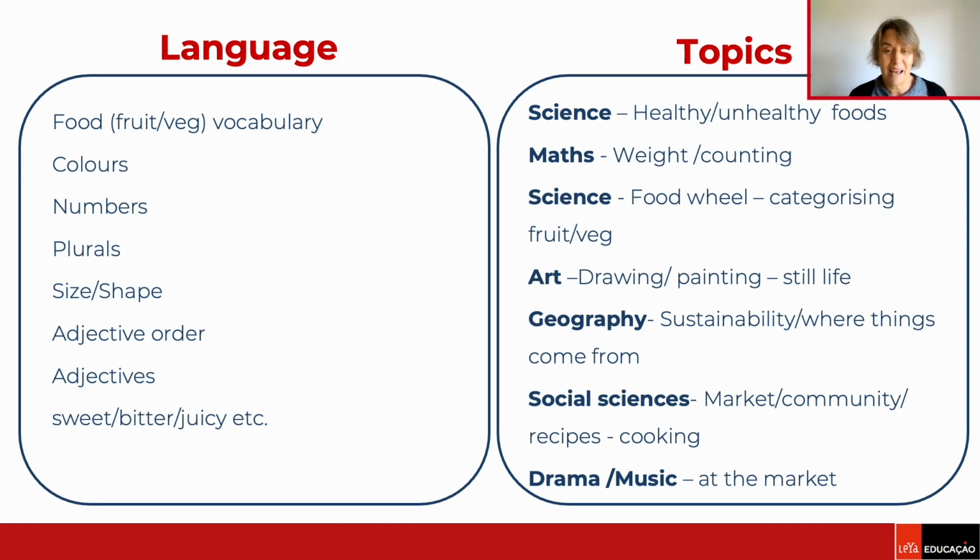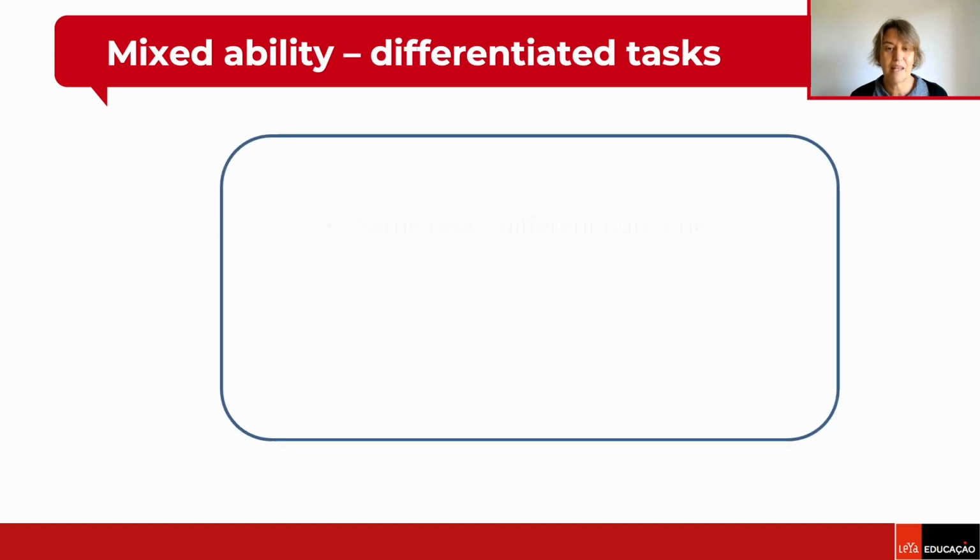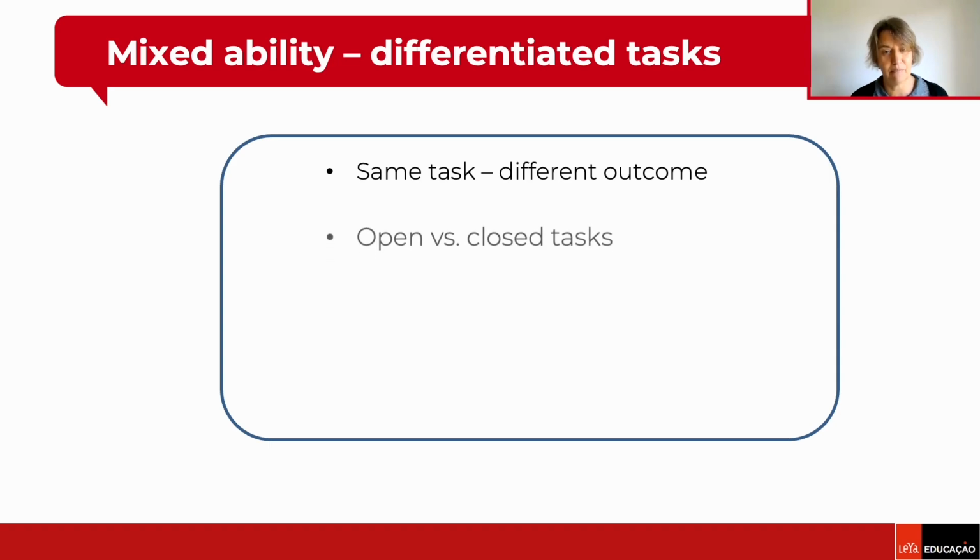All right, so we have our image. We've thought about all the possible language areas and topic areas, and now we're thinking a little bit about mixed ability. As we said earlier, our primary classrooms have all these differences: differences in culture, in level, in background, in experience, and we need to cater for that. So how can we go about doing that? There are many different ways. One possibility is to use the same task, but expect a different outcome.